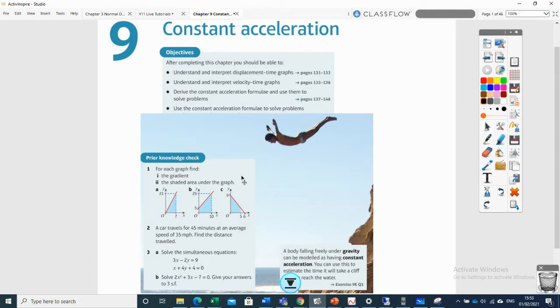Before we go on, you might want to have a go at the prior knowledge check questions at the start of the chapter.